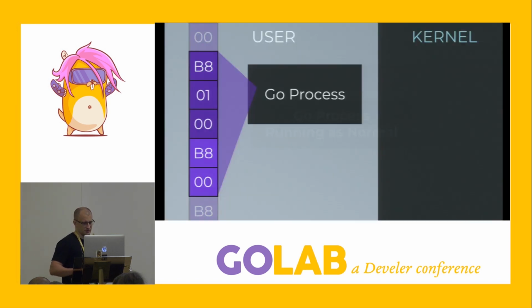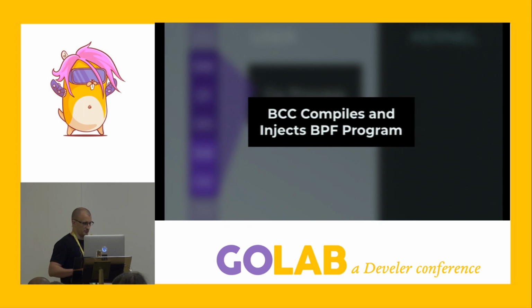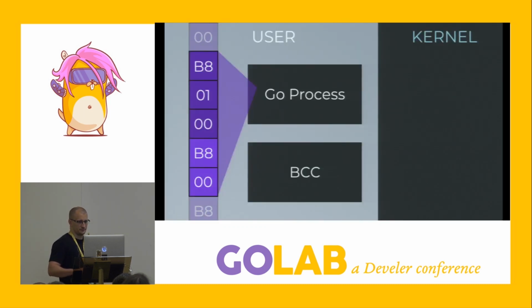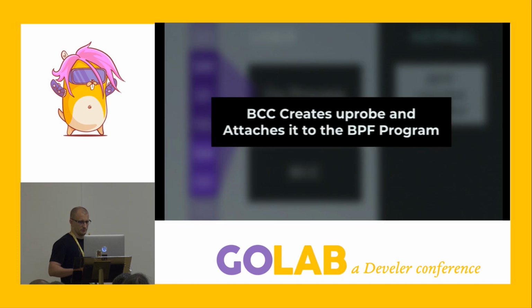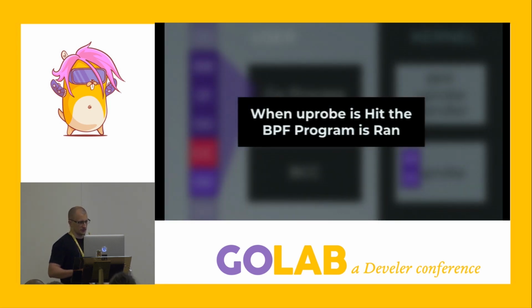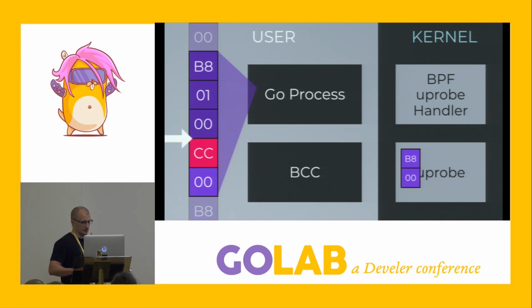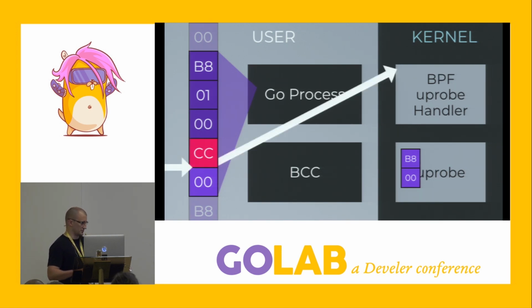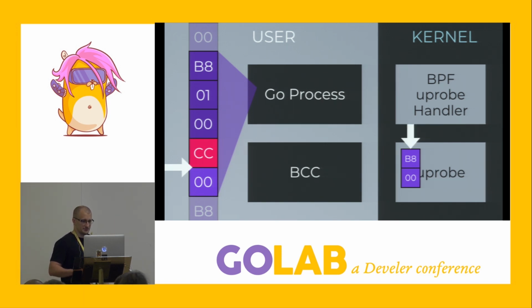So let's see that Go process running again. And then we're going to add our instrumentation using BCC. BCC compiles and injects the BPF program. BCC then creates the uprobe for us and attaches that to the BPF program. Similar to what we saw before with the uprobes, it just hits the breakpoints and the uprobe handler takes over. This time it's implemented in BPF, so we have complete control over it. And the rest of the uprobes machinery happens.